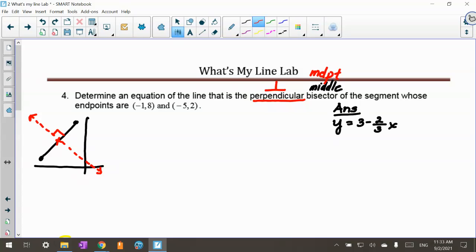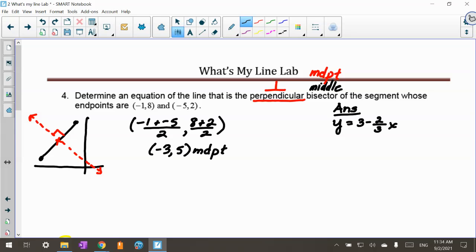So the first thing I'm going to do is find the midpoint, because that's quite easy. It's halfway. So my x is going to be negative 1 plus negative 5, all over 2. So it's halfway between negative 1 and negative 5. And the y is halfway between 8 and 2, so it's 8 plus 2 divided by 2. So now I know the midpoint is negative 3, 5. That's my midpoint, or the middle.